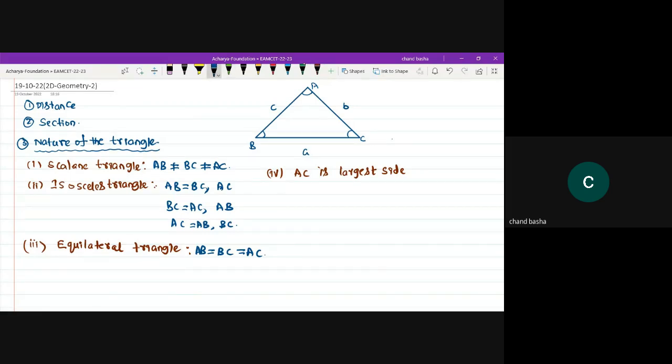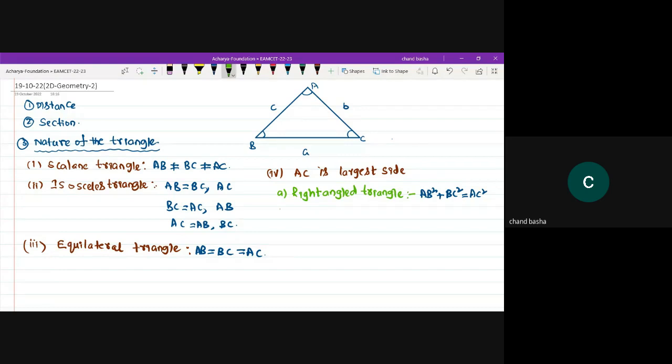The first one we can call a right angled triangle. When the sides or vertices are given, how can we say that it is a right angled triangle? You know that AB square plus BC square is equal to AC square, by using the Pythagoras theorem.